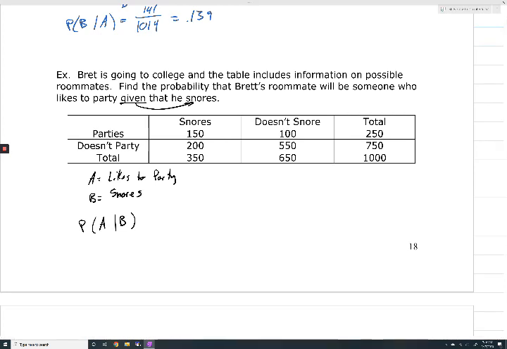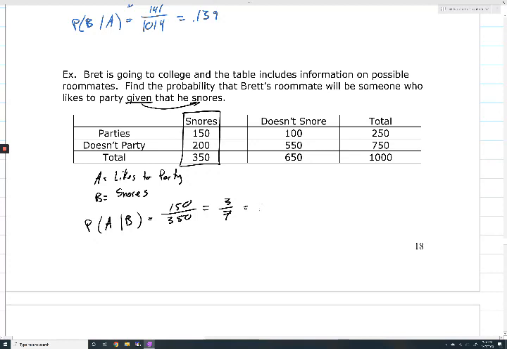Again, since it's given that he snores, we are only looking at that column. And how many people in that column party? There's 150 out of the 300 people, which gives us 3/7 or 0.4286.